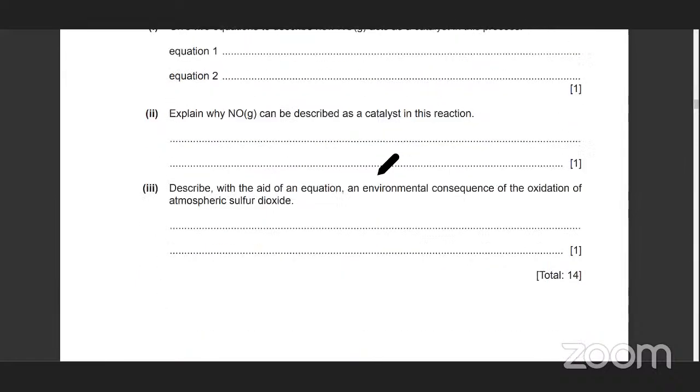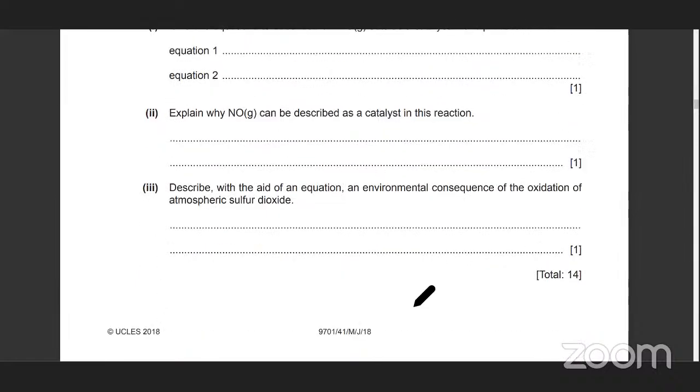Describe with the aid of an equation the environmental consequences of oxidation of sulfur dioxide. H2SO4 is going to be formed when it reacts with water. The environmental consequence is that the soil and water bodies are going to become acidic.